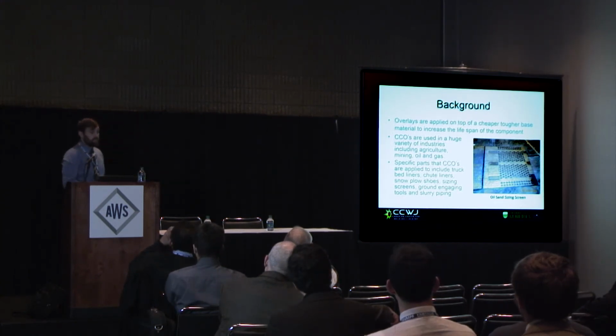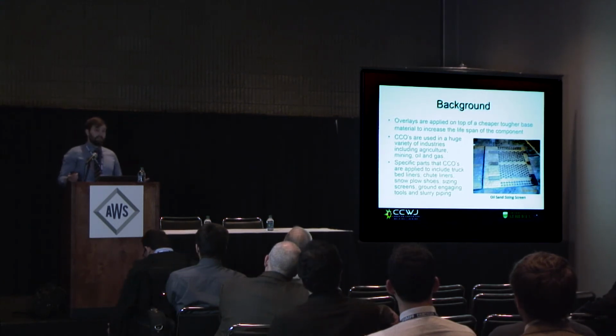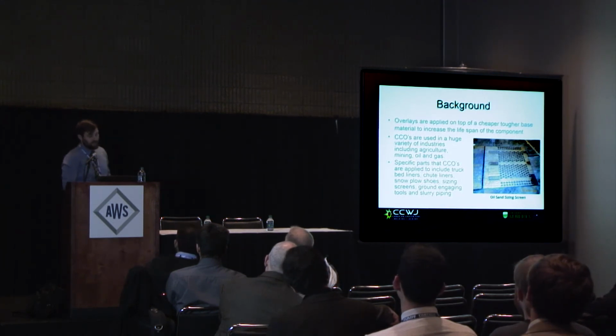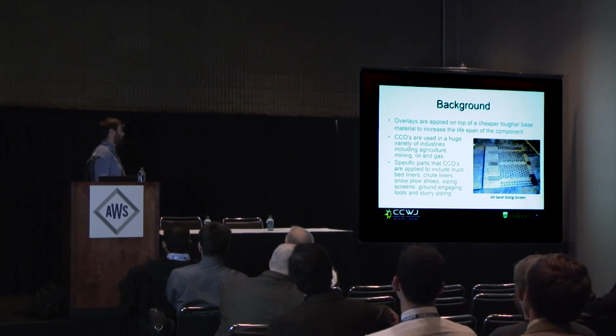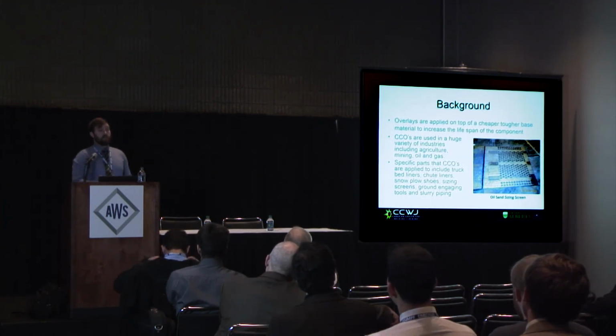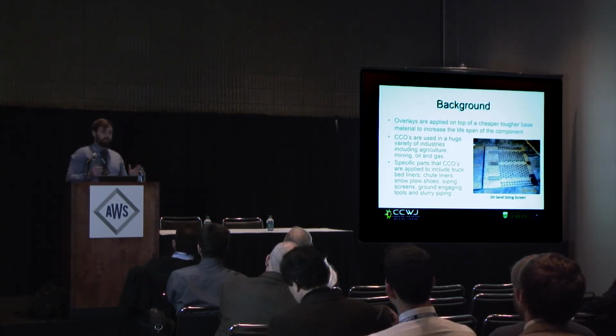Things that we see regularly in Canada, at least, snowplow shoes, those are also lined with chrome carbide. Some of the other liquid handling in pipelines and such, they'll also line huge lengths with chrome carbide overlays at different steps of the processing.